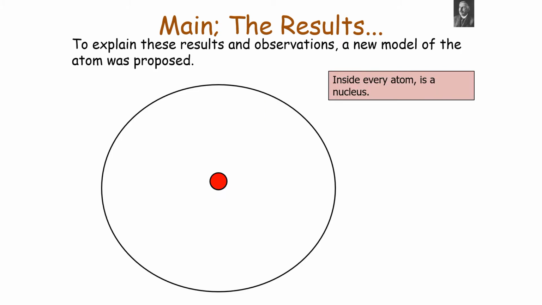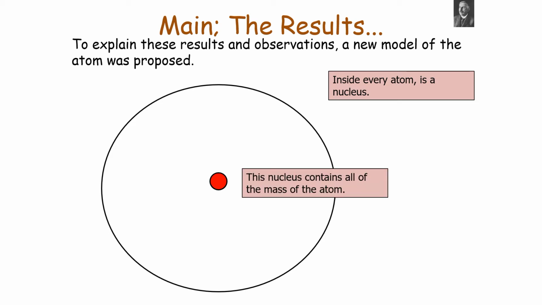So to explain these results, this is the new atom that was proposed. Inside every atom is a nucleus, and the nucleus contains all of the mass of the atom. This nucleus contains all the positive charge of the atom. This nucleus is extremely dense.